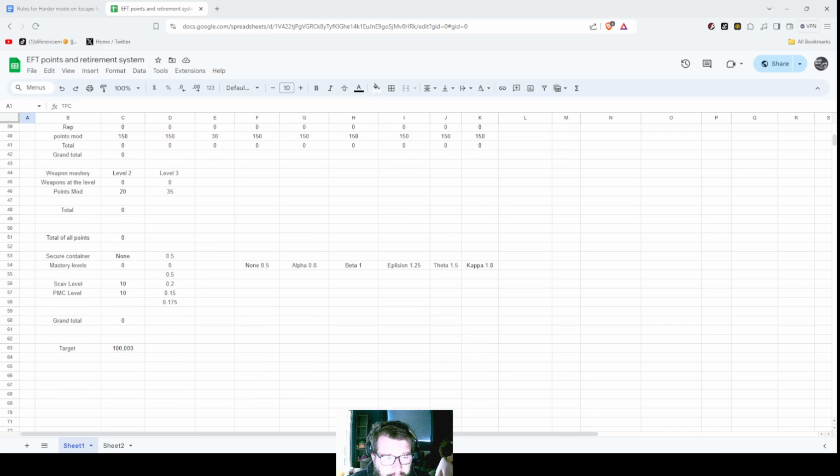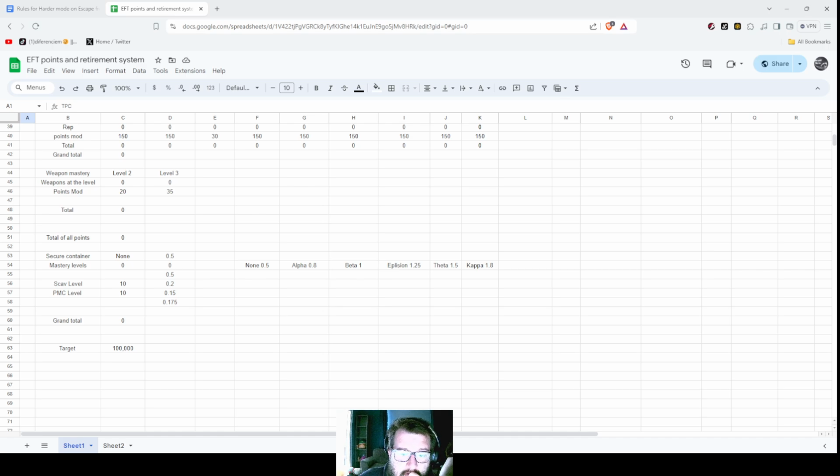Now at the end of it all, there are also multipliers of points after I've earned all of this, including what my secure container is. At the moment it's none, so it'll be 0.5. Also any mastery levels that I've earned from the skills above, as well as my scav level and my PMC level. So the higher that is, the less of a penalty it'll take towards my points.